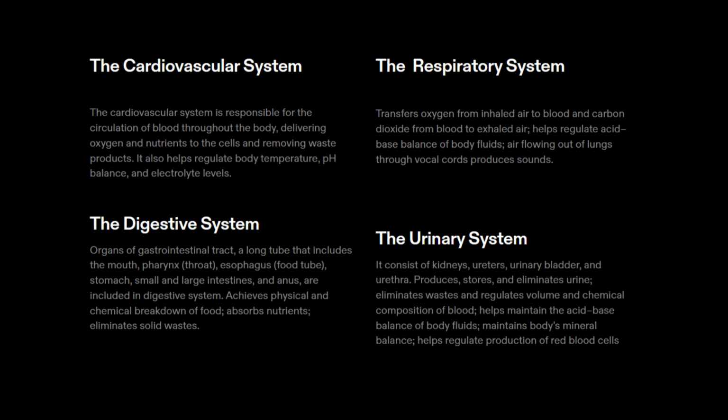The urinary system. It consists of kidneys, ureters, urinary bladder, and urethra. Produces, stores, and eliminates urine, eliminates wastes, and regulates volume and chemical composition of blood, helps maintain the acid-base balance of body fluids, maintains body's mineral balance, helps regulate production of red blood cells.